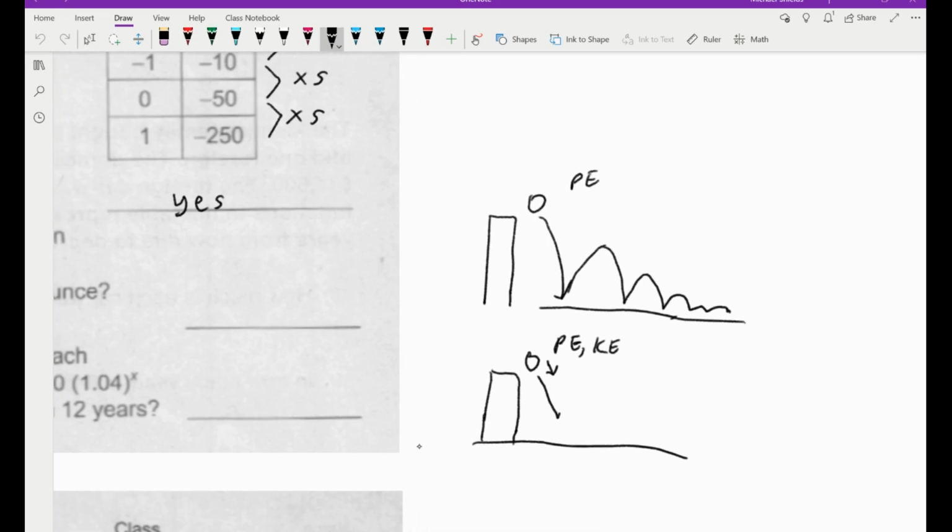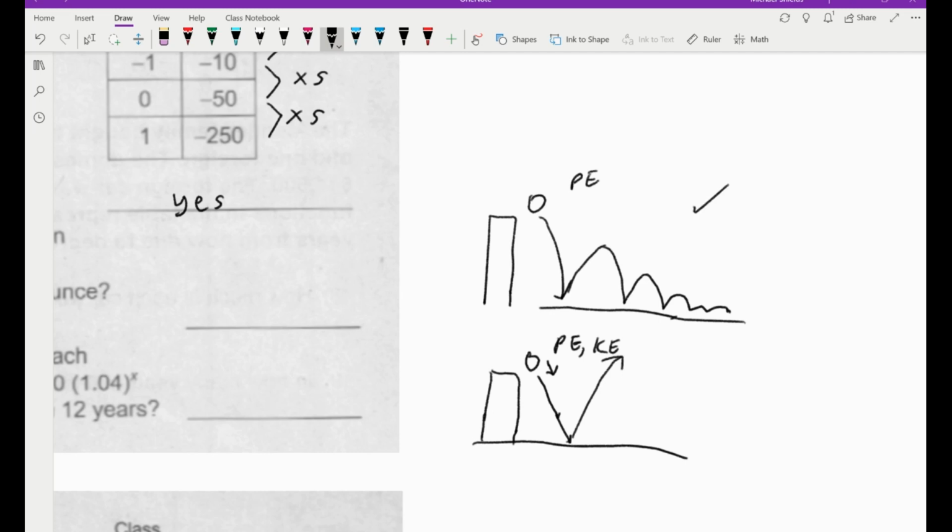Now, back to this problem. If the ball is actually thrown down, so it has both kinetic and potential energy, the ball can actually bounce higher than the height that the ball was started at. But that's the only way, if the ball is actually thrown down. Otherwise, the graph up here is going to be it.